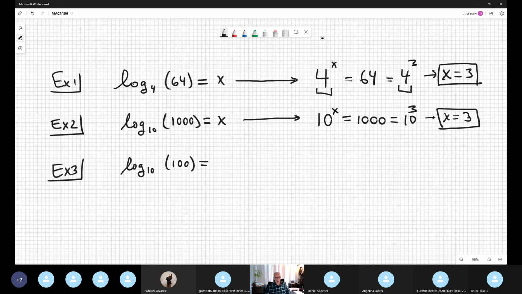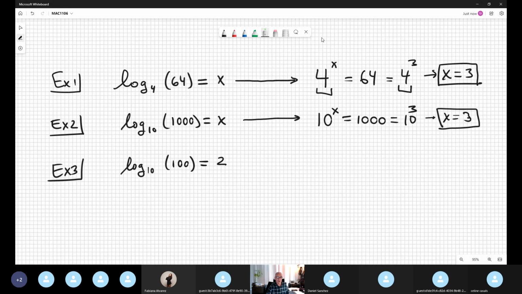X equals 2. Exactly. Very well. How do you know? Give me a reason. Why? Because 10 times 10 is 100. It's 10 squared. Oh, one intuition.